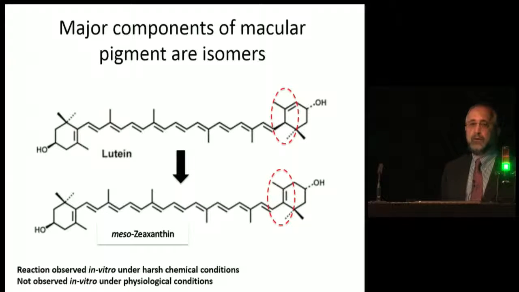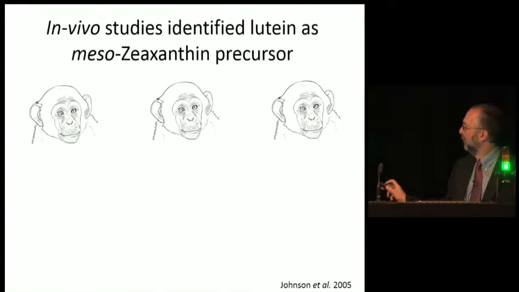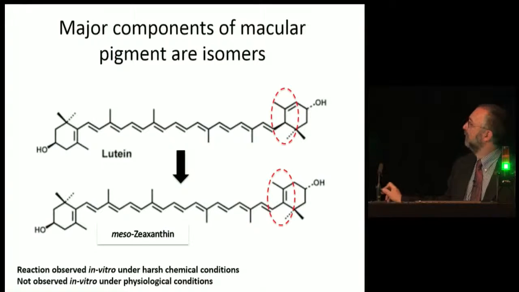These are relatively common in nature, and this would actually be stereochemically favored, because it puts this into the conjugation here. And that's why it's so easy to do this under harsh chemical conditions. But this type of reaction has never been observed yet under physiological conditions outside of a living animal.